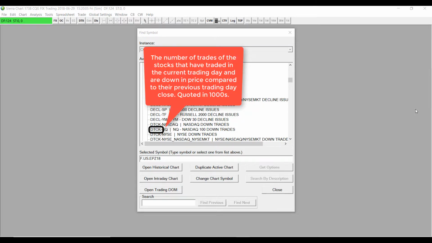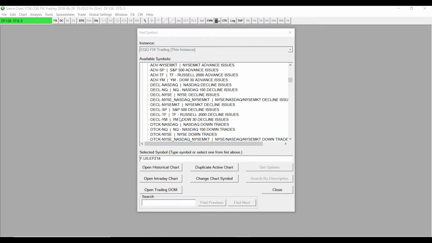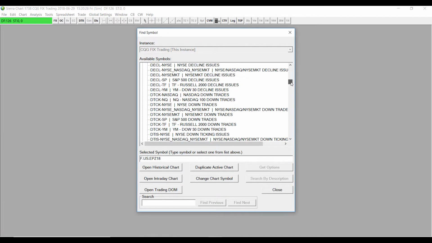And the D-Tick is based off the number of trades of the stocks that have traded in the current trading day and are up in price compared to their previous trading day close. And this is quoted in the 1000s. So as you can see, once again, we have the D-Tick and all of its corresponding market types that follow: NASDAQ, NASDAQ 100 Index, New York Stock Exchange, and all the other ones.